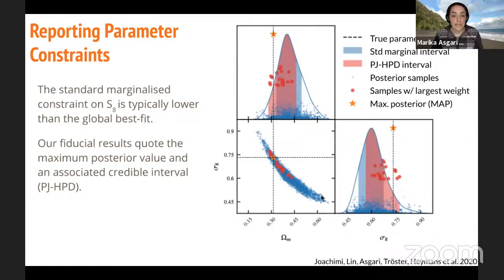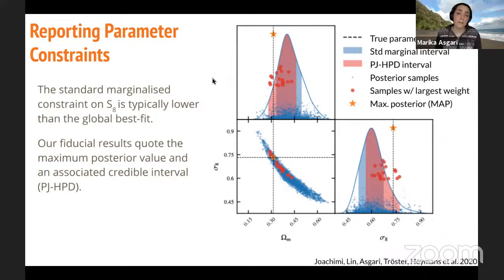So this is again the same contours, and the star is the same. But the question was, how do you set an error on this star? Because you can't really use the same error as you had for your marginal ones. And this method we came up with, we call it the projected joint highest posterior density interval. So that's shown in red.